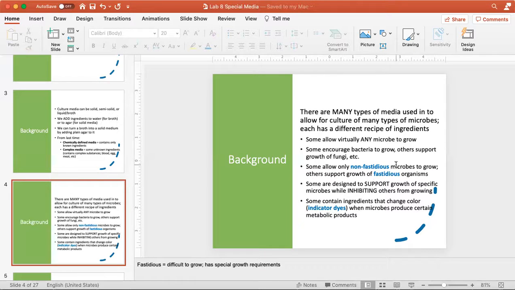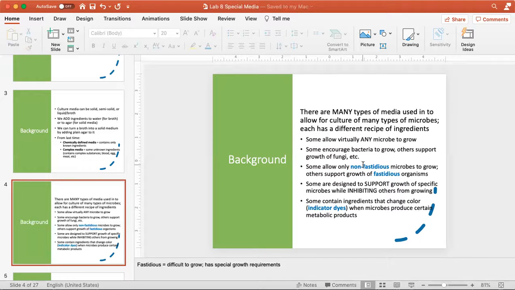It's helpful to know which kind of microbe you're trying to grow, but oftentimes we don't know. So when we get a sample in from the environment or from a patient, we often begin with media that will allow non-fastidious organisms to grow. And if we're unsuccessful with that, then we will say, oh, I think I have a fastidious organism here, so I'm going to try some different media.